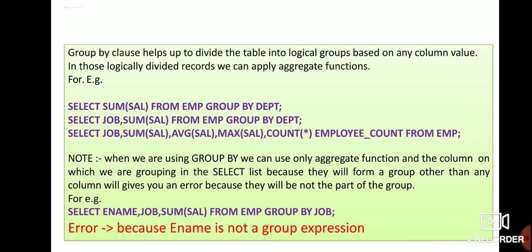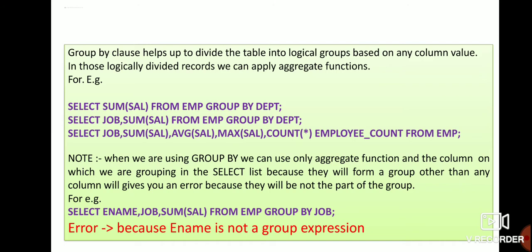Next is select job comma sum of salary, meaning I want to show two columns. First one is job, then sum of salary from employee group by department, same. So according to department, it will show. Next, select job, sum of salary, average of salary, maximum salary, then count asterisk as employee count from employee. Your table name is employee.